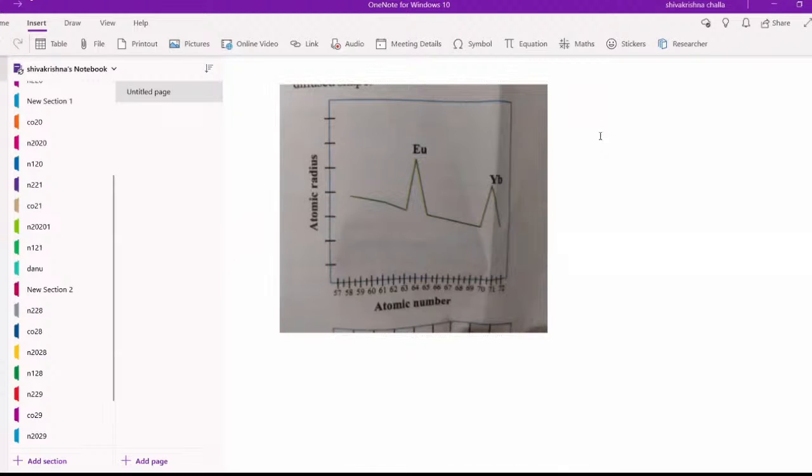Lanthanide contraction. You know what is lanthanide contraction? From cerium, that is 58, up to lutetium, 71. Cerium to lutetium, there is a regular decrease in size. That is called lanthanide contraction. But have you observed, this is from the Narayana material.